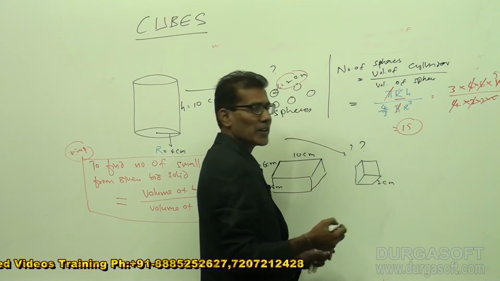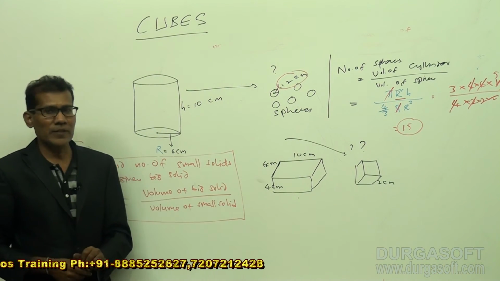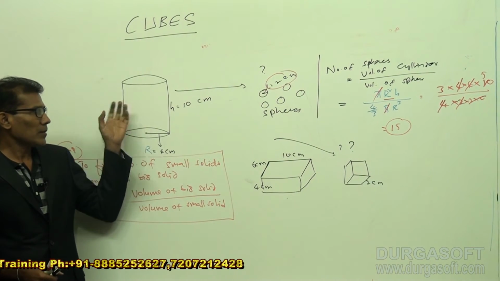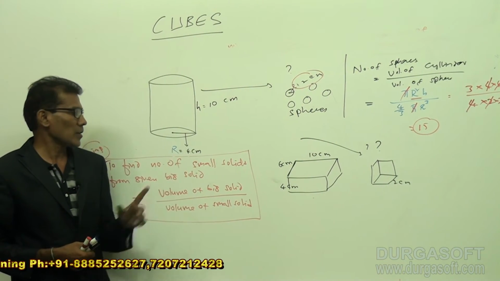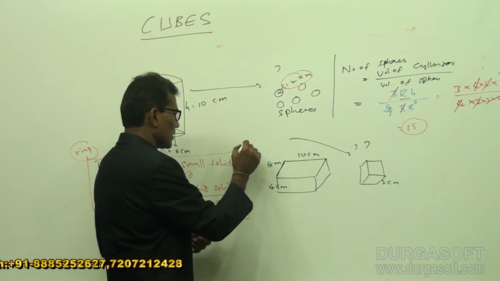We get 15 small spheres whose radius is 2 centimeter, which are made from the big cylinder whose height is 10 centimeter and radius is 4 centimeter. This is one question. Let us solve the other question.